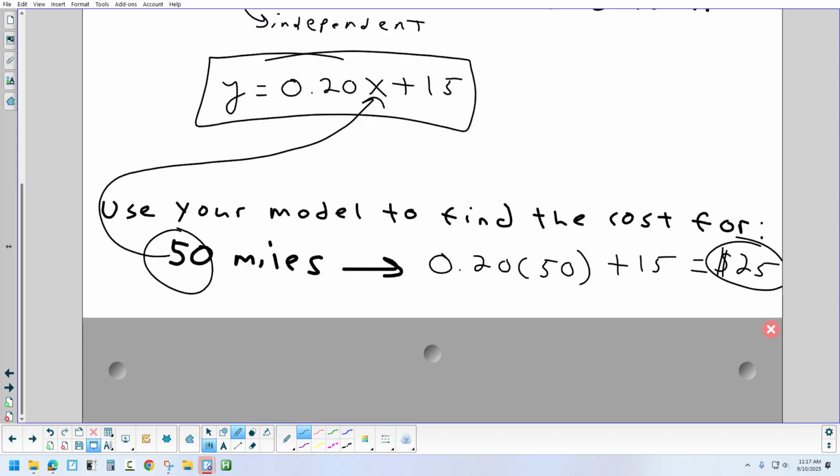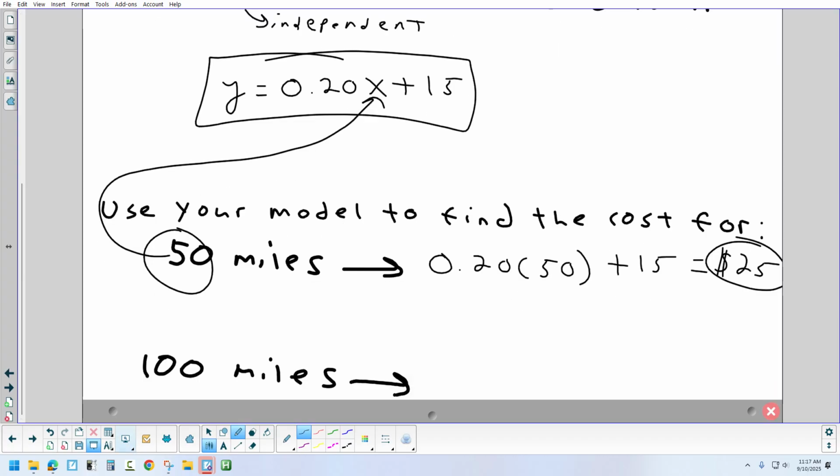Now, the next one, if we drive it 100 miles, could we just say, oh, double the miles, double the cost? It's going to be $50. Would that work? Why not? It sounds reasonable. Double the miles, double the cost. Yeah, Jack? Because the 15 is not doubled. Yeah, you're not supposed to double the 15, right? You're only supposed to double the mileage part of the bill, not that one-time $15 fee.